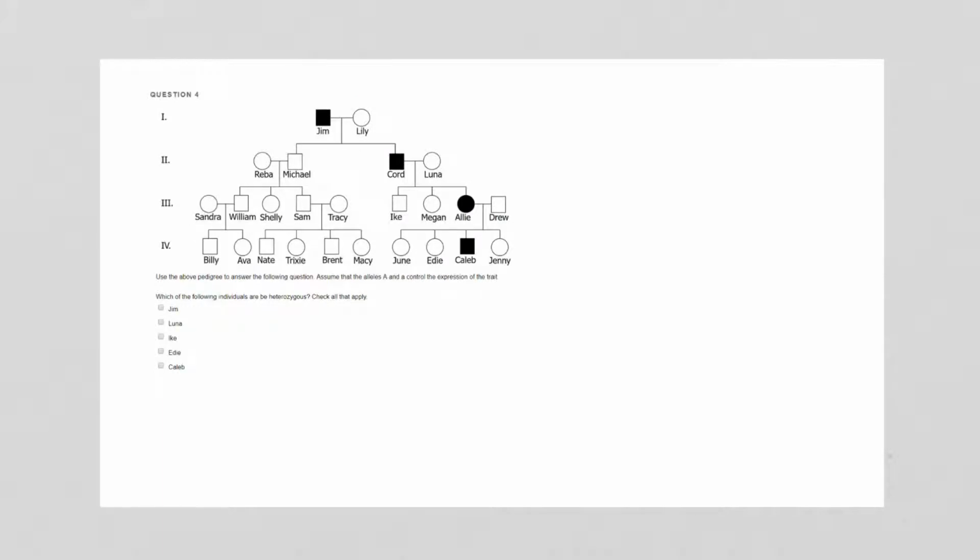In question 4, we want to know which of the following individuals would be heterozygous, and we want to check all that apply. Well, we already indicated that Jim would be, so he's good here. If we look at the others, Luna, she is married. Luna is little a. Any of the recessive looking individuals, the white ones, are not going to be heterozygous. So she's out. So we know no on Luna. If we're looking at Ike, same situation. Edie is down here, same situation.